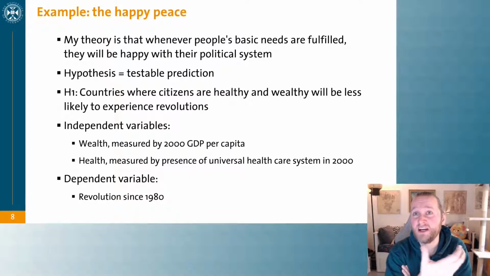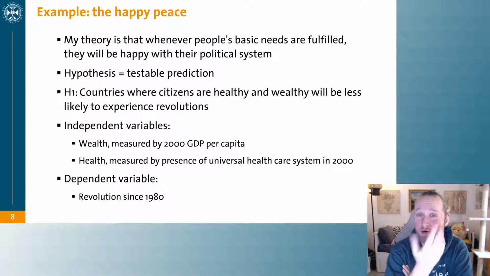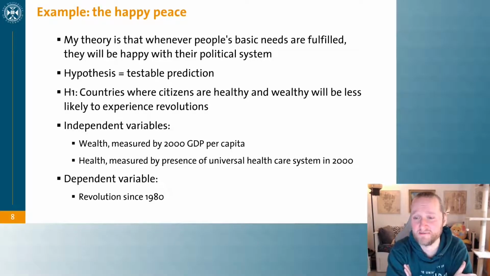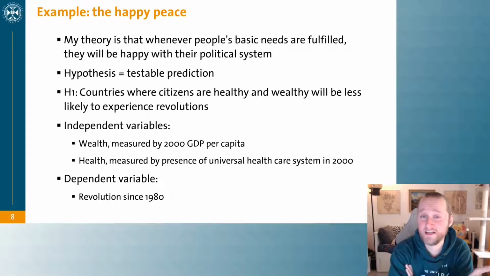For health, I was thinking, how the hell can I measure health? And I just used a universal healthcare system. So I think that in countries where there's universal basic healthcare, freely accessible to all citizens or all people that live there, that really will mean that the general population is going to be healthy. In countries where that's not the case, there will always be a lot of unhealthy people. And again, because I've already picked the year 2000 for the GDP per capita, I'm also picking the year 2000 here for the presence of a universal healthcare system. Those are my independent variables.